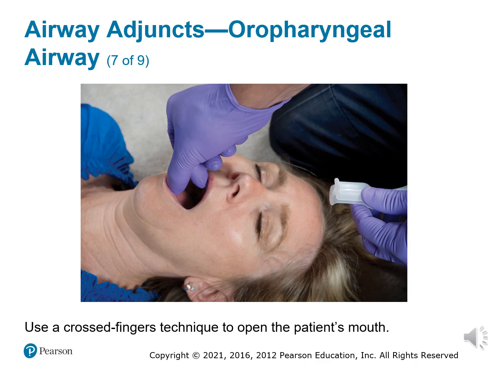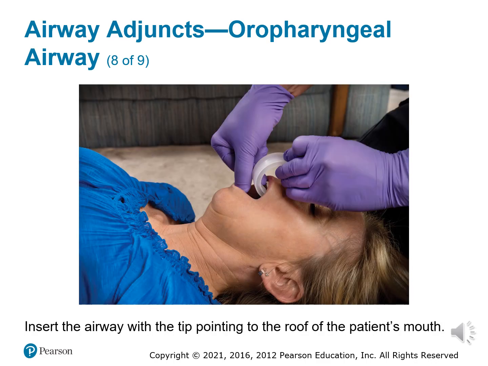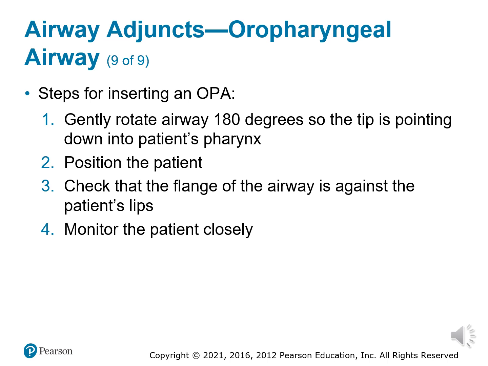You're going to use a crossed finger technique to open the patient's mouth. Then you're going to insert the airway with the tip pointing to the roof of the patient's mouth. You're going to then gently rotate 180 degrees so the tip is pointing down into the patient's pharynx. Position the patient and check that the flange of the airway is against the patient's lips. Monitor the patient closely.